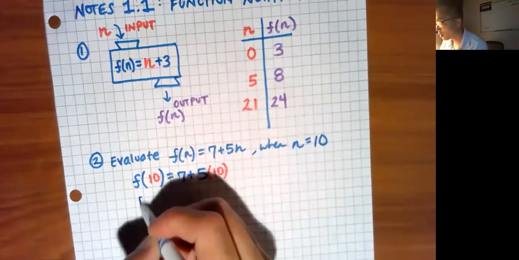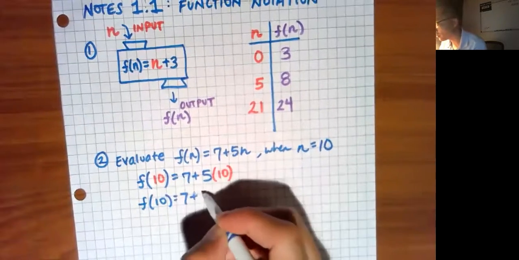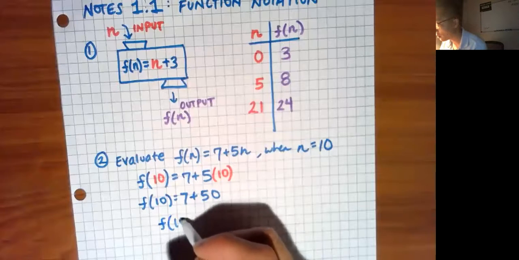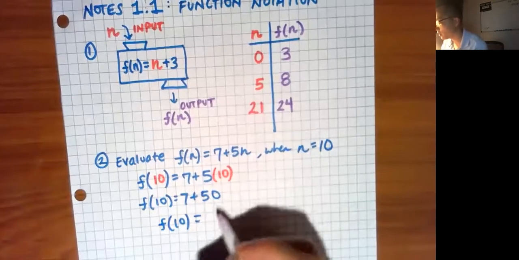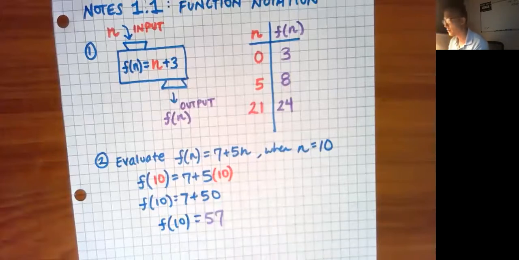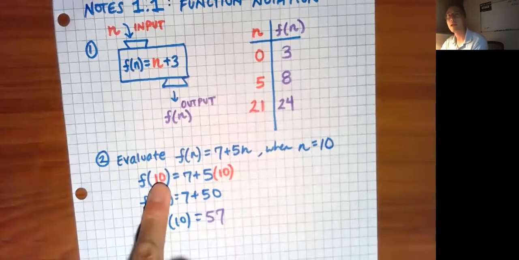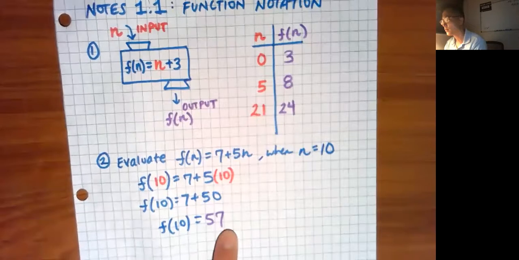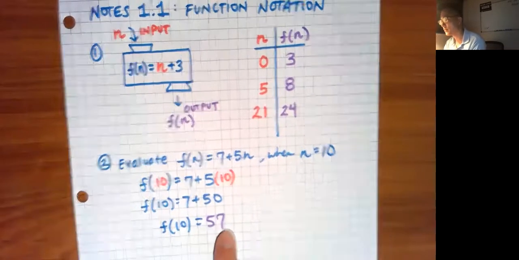So then I can say f of 10 is equal to 7 plus 5 times 10 is 50. So then I can say f of 10 is equal to 7 plus 50 is 57. So to bring this all together, when the input of the function was 10, the output of the function is 57. I can say f of 10, the function of 10, is equal to 57.